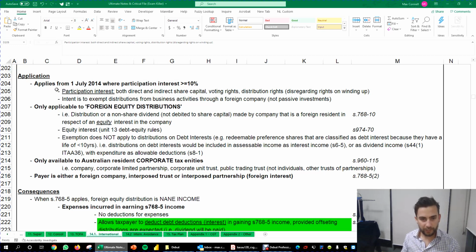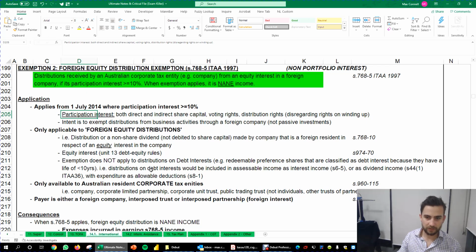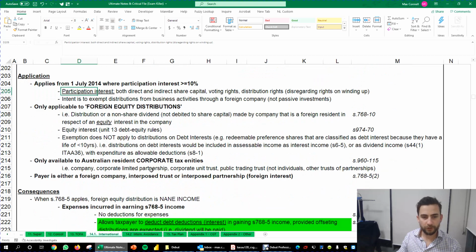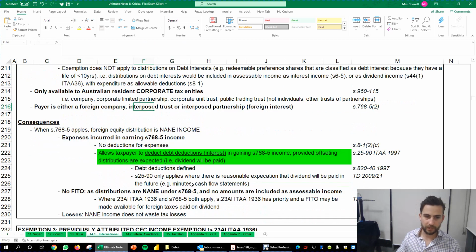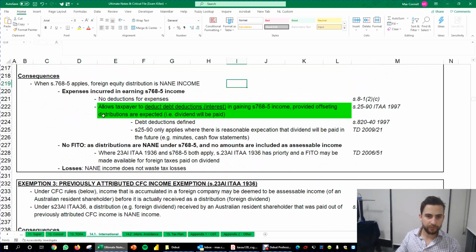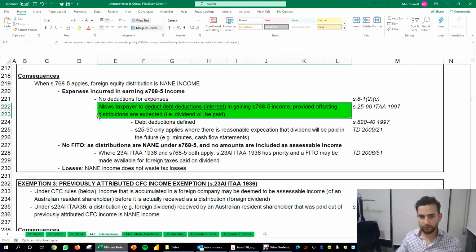So it's only available to Australian resident corporate tax entities. These are company, corporate limited partnership, corporate unit trust, public trading trust, but it doesn't apply to individuals or other trusts or partnerships. But of course, the foreign entity paying the equity distribution must be a company, a foreign company, interposed trust, or interposed partnership. Those are the only options. So the consequence of when this applies is the equity distribution becomes non-A income. We talked about what that means: not assessable, no deductions allowed, and losses are not wasted by non-A income.